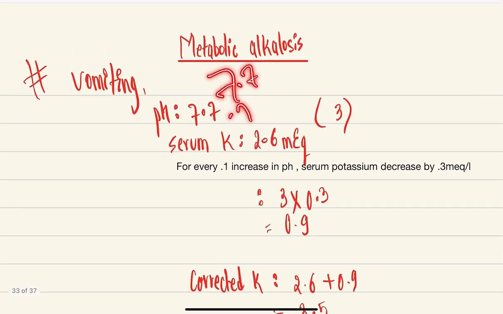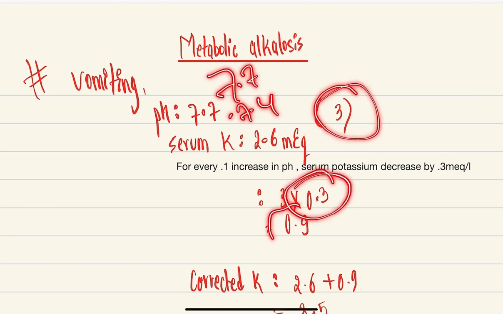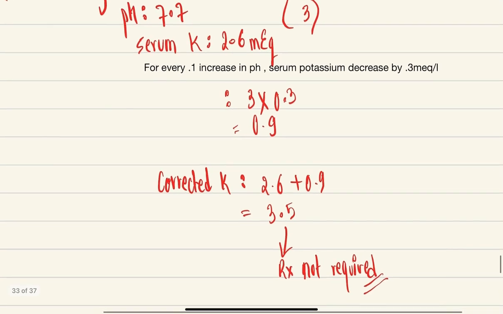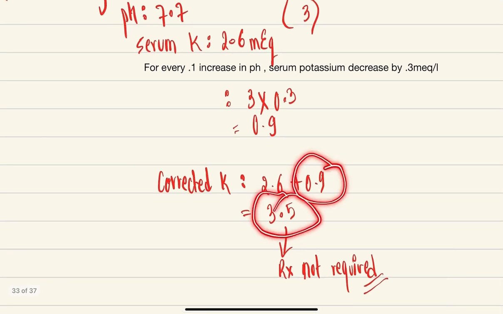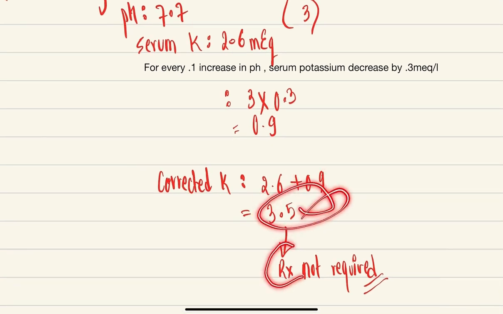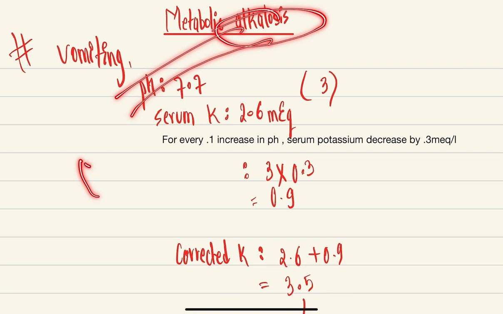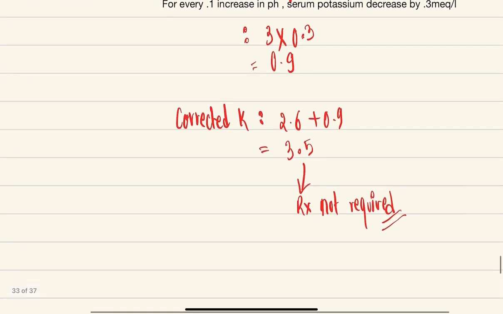So there is 7.7 minus 7.4, it is 3. So 3 into 0.3, it is 0.9. So corrected potassium is 2.6 plus 0.9, it is 3.5. It is normal, so we don't require treatment for potassium. Rather, we should treat the alkalosis part in this by giving fluid and all. So thank you very much.